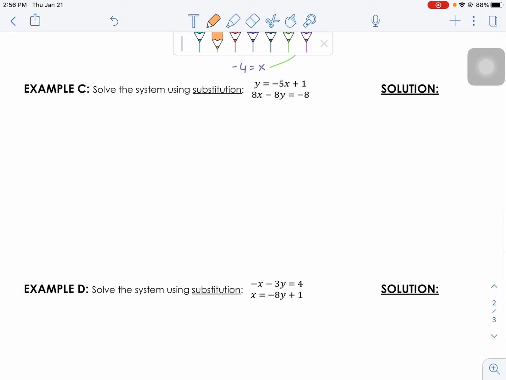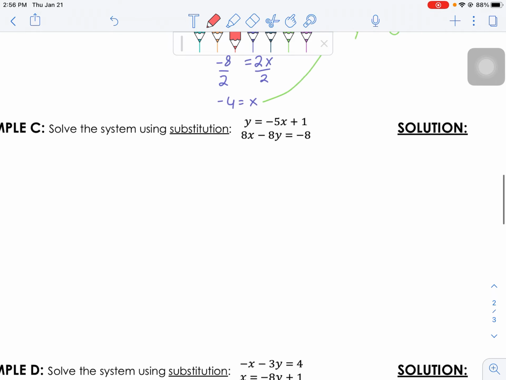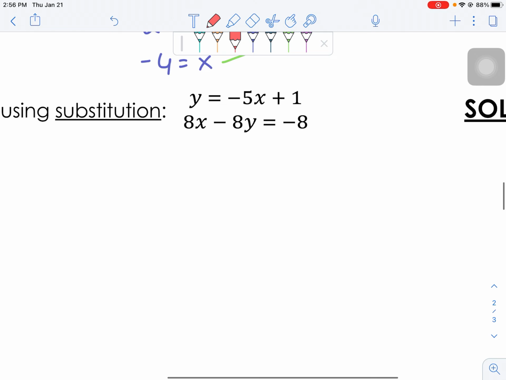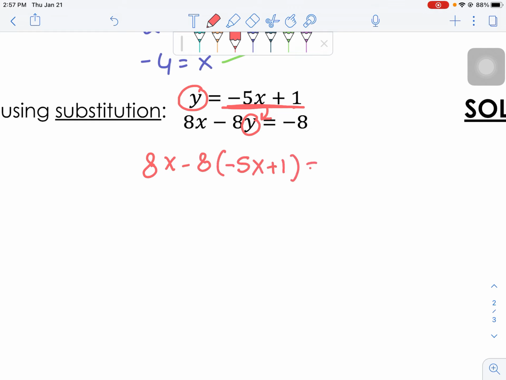Alrighty, example letter C. So we're still solving by substitution. We have a y equals, so y is equal to this equation. Well, we have a y in this equation, so what we're going to do is plug that y equals equation in for y. So what that looks like is 8x minus 8 times (-5x plus 1) is equal to -8. So we literally just substituted this entire equation in for what used to be y right here.